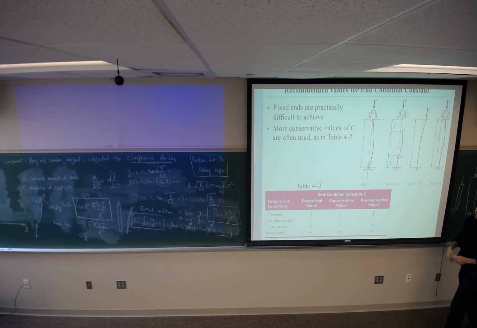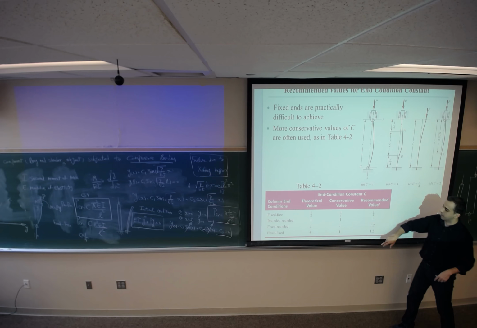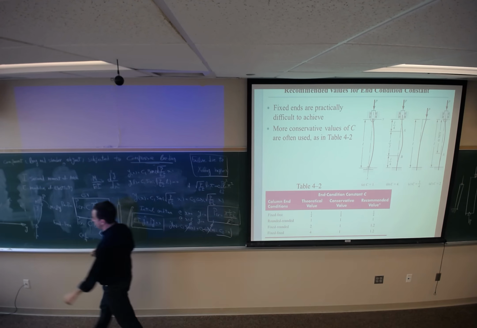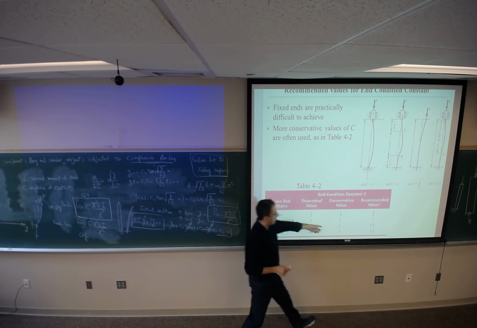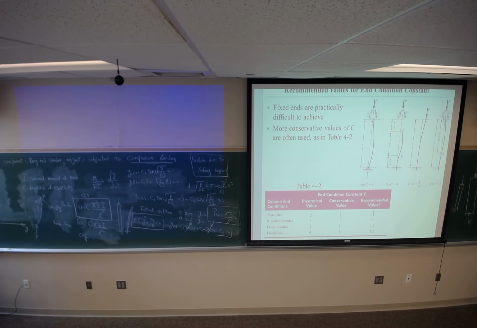But for the fixed-fixed and fixed-pin, we got 4 and 2, but we are going to use 1 and 1 if you want to be conservative, but the recommended value is 1.2 instead of using 2 and 4 for both. So these are just some applied values that you can use in your design, if you want to be more conservative, or if you want to apply the recommended value. Is rounded like pin? Yes. Rounded, I mean, we have these two.